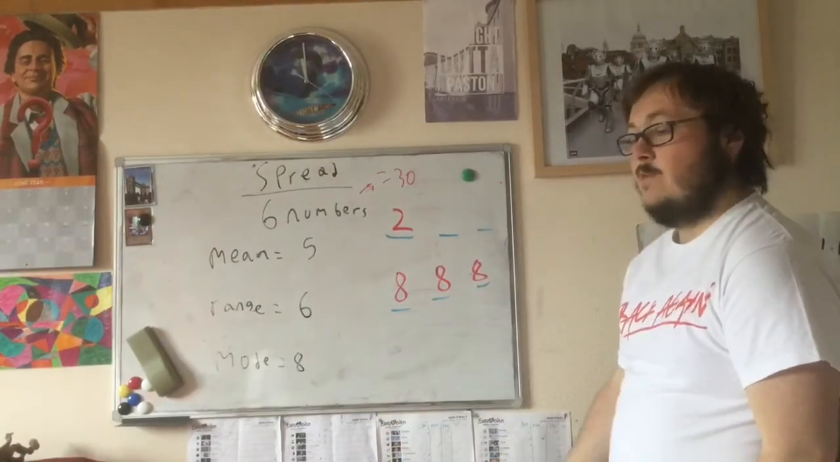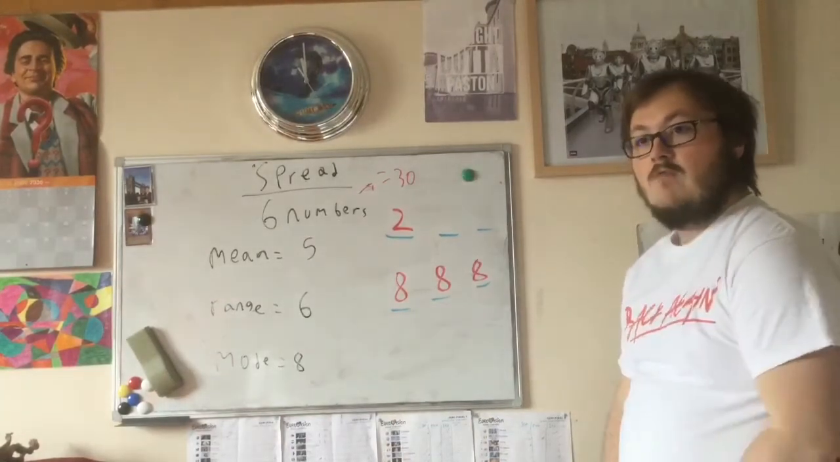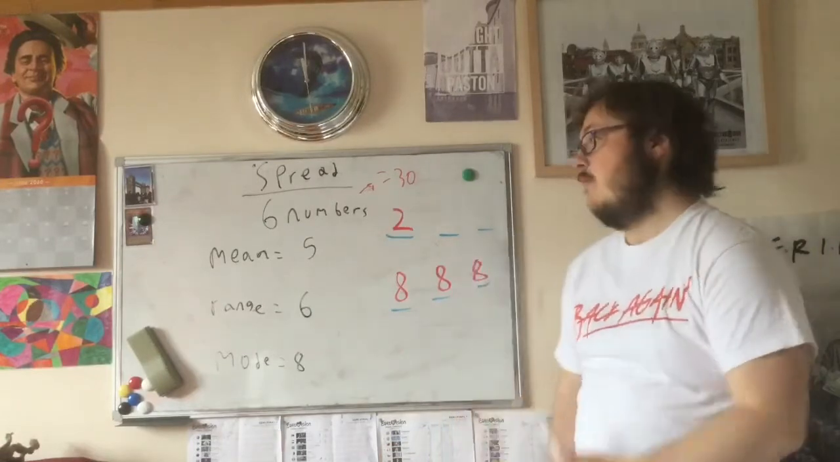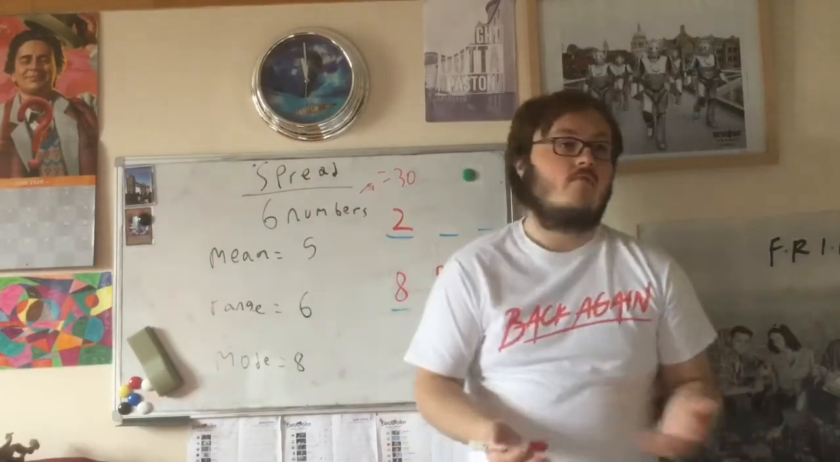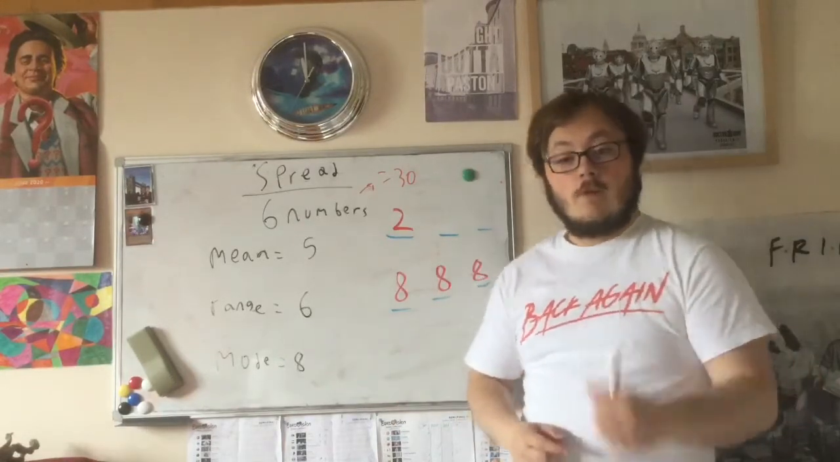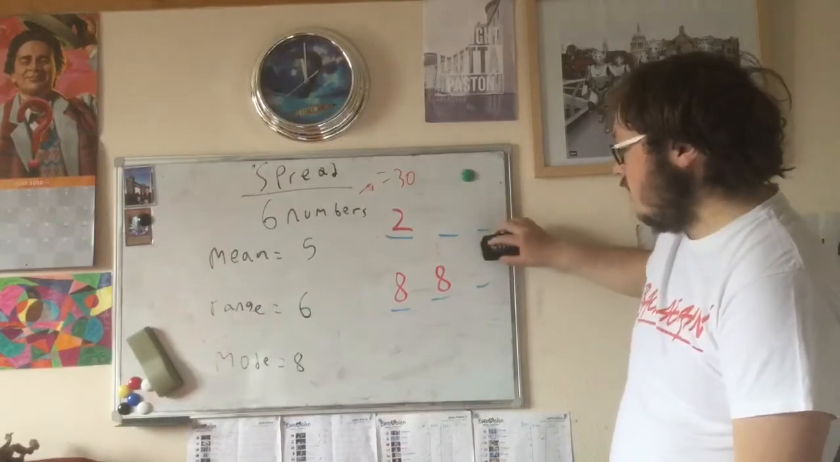So we could do 3 and 1, but the problem is then 1 would be the lowest number, so we don't get a range of 6. Or we could do 2 and 2, but then we got another problem. It means that there'll be more than one mode then. So the problem is we have too many 8s. So let's rub out one of our 8s.